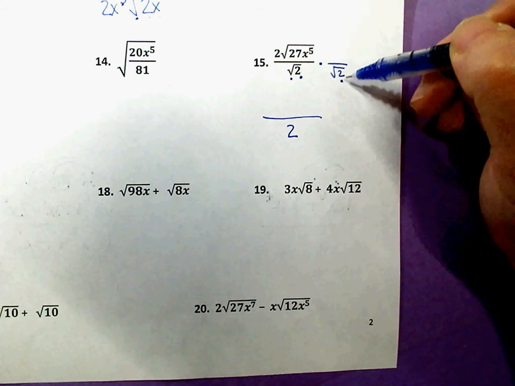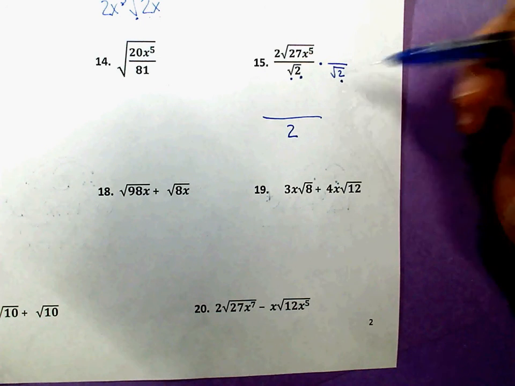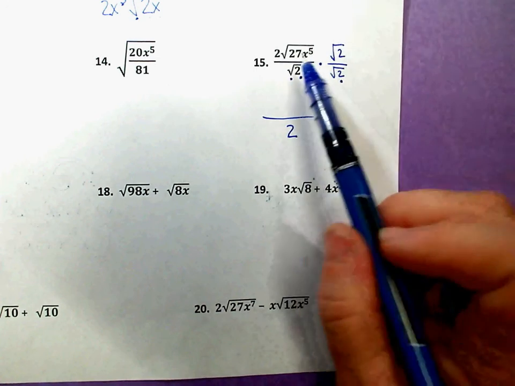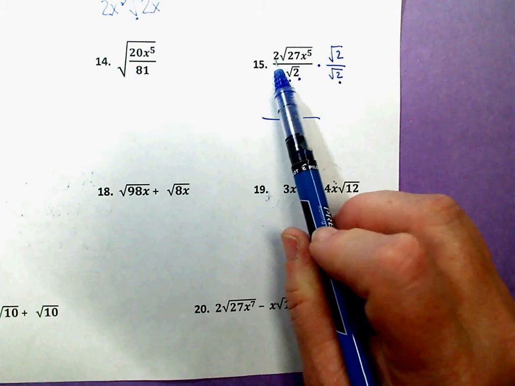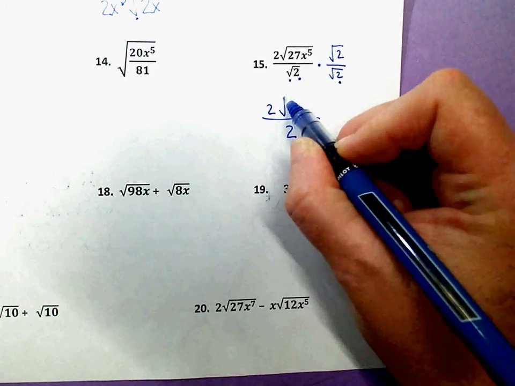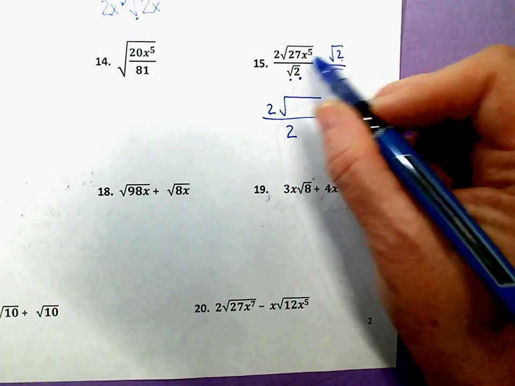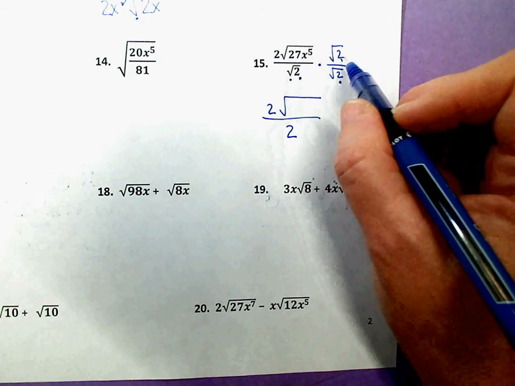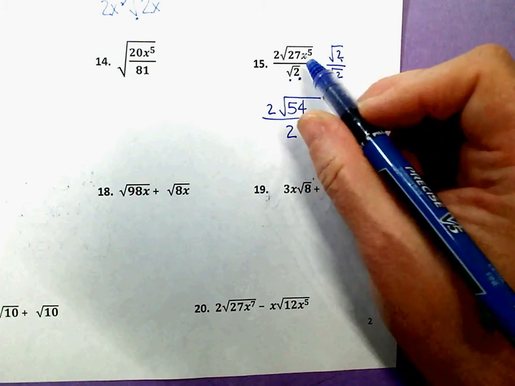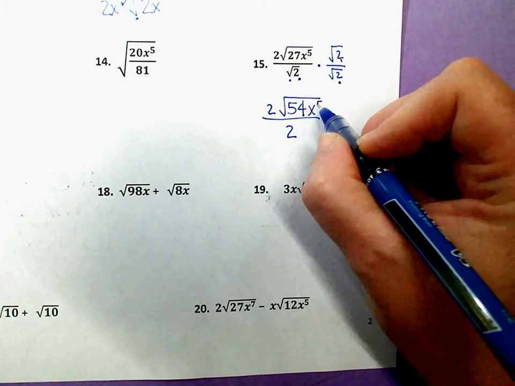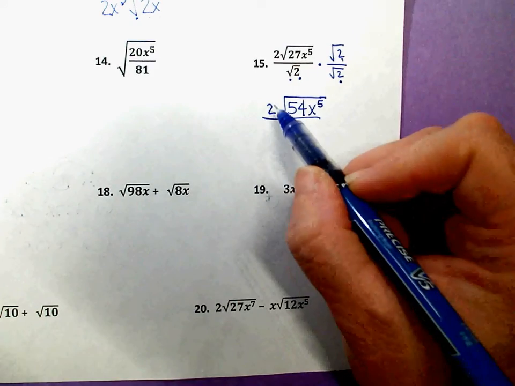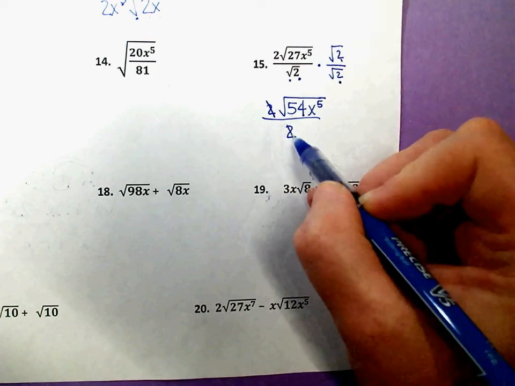I can't just randomly multiply the bottom by the square root of 2 unless I do the exact same thing to the top. So up on the top, this 2 that is not inside the square root sign stays outside where it was. These two numbers that are both under square root signs will multiply together. 2 times 27 makes 54. x to the 5th stays. So now you can see that these 2's cancel out, and I'm going to go ahead and get rid of those right now.